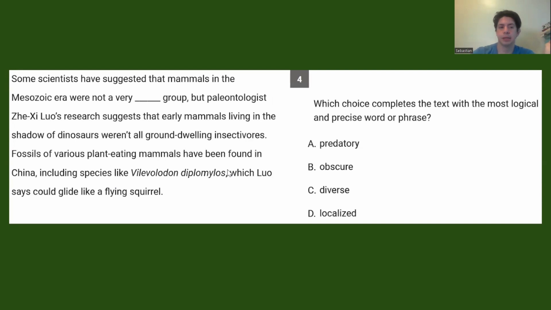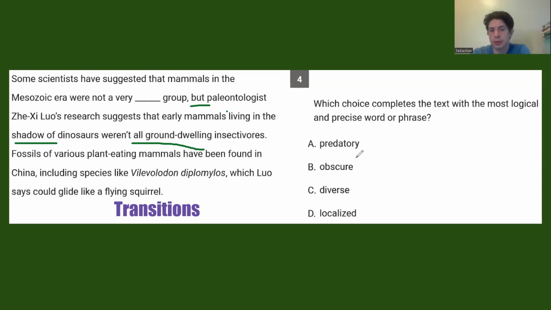Some scientists have suggested the mammals in the Mesozoic era were not a very blank group. But paleontologist Zhe-Xi Luo's research suggests that early mammals living in the shadow of dinosaurs weren't all ground-dwelling insectivores. Fossils of various plant-eating mammals have been found in China, including species like Vilevolodon diplomylos, which Luo says could glide like a flying squirrel. Okay, so again, it's transitions. We have this but. It's a very key but here. Because it's setting up, they're not some certain very much of this, but then there's this. And what is this part, right? So they were living in the shadow of dinosaurs, and they weren't all ground-dwelling insectivores. And then fossils have been found in China. So they weren't all of this thing. So there seems to be some variety there.